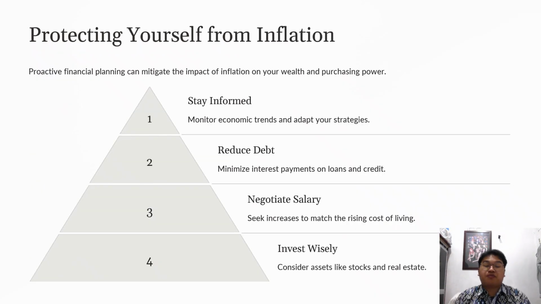Protecting yourself from inflation. Proactive financial planning can mitigate the impact of inflation on your wealth and purchasing power. The first is stay informed. Monitor economic trends and adapt your strategies. Second is reduce debt. Minimize interest payments on loans and credit. The third is negotiate salary. Seek increases to match the rising cost of living. And the last one, the fourth, invest wisely. Consider assets like stocks and real estate.